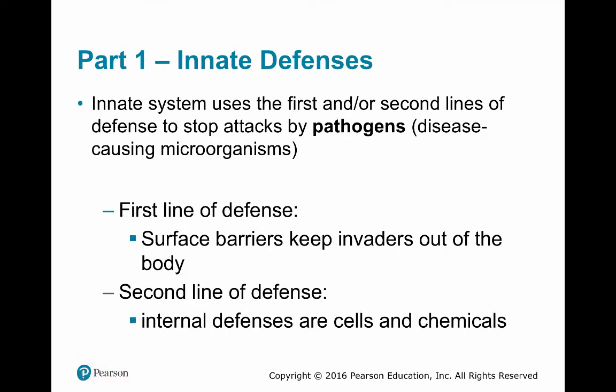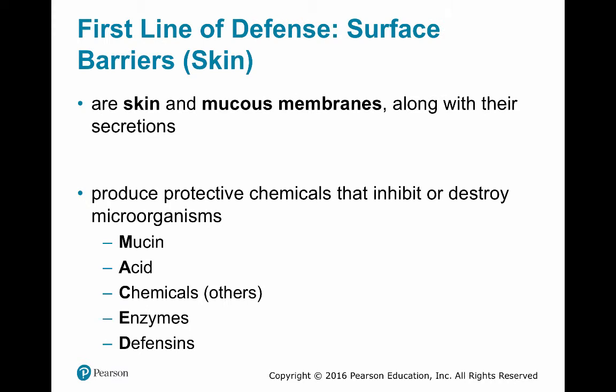So let's look at surface barriers first, starting with the skin. So skin and the mucous membrane, along with other secretions, act as our first line of defense. And they produce protective chemicals that help to inhibit or destroy microorganisms.